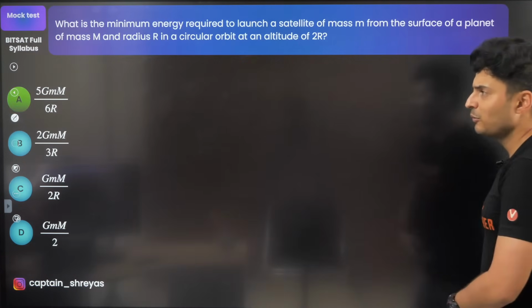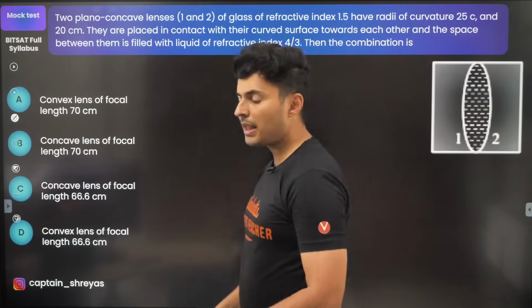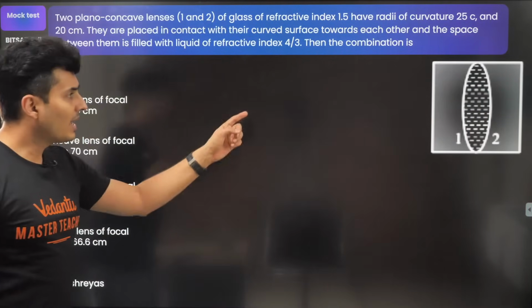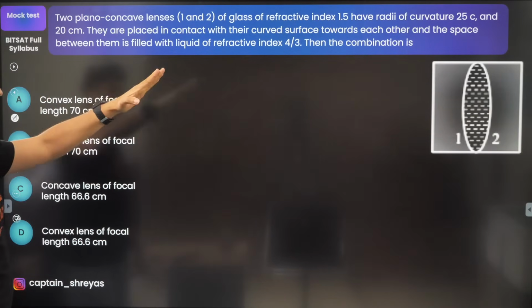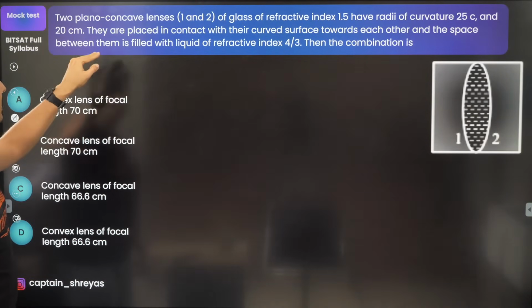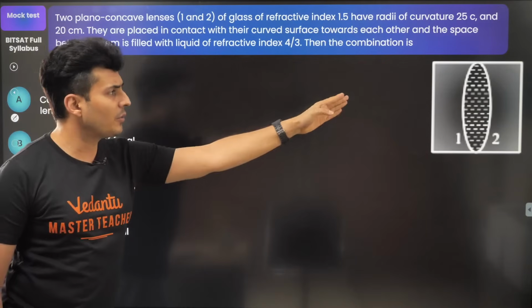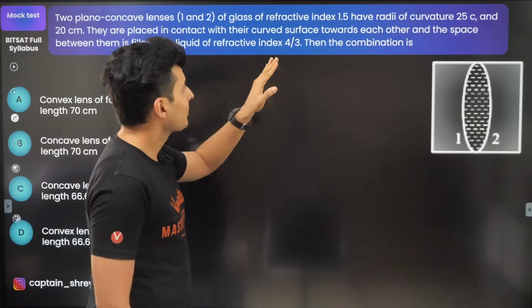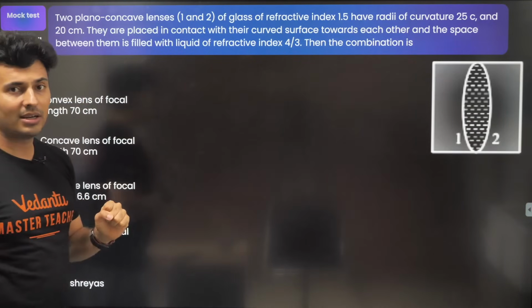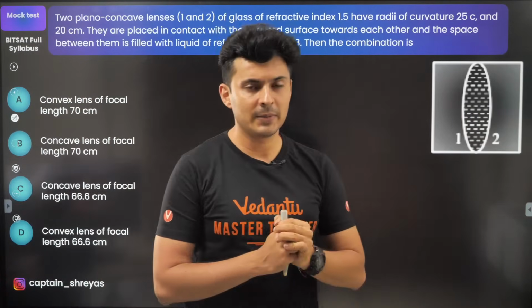So let's go ahead with the next question. I think it's on optics now. We have a combination of certain medium and certain curvature is also mentioned, and the question is: if the gap between these plano-concave lenses is filled with some liquid, then what is the effective combination going to behave like?